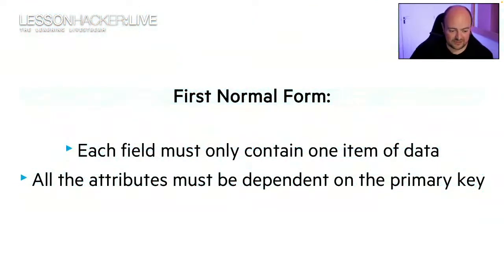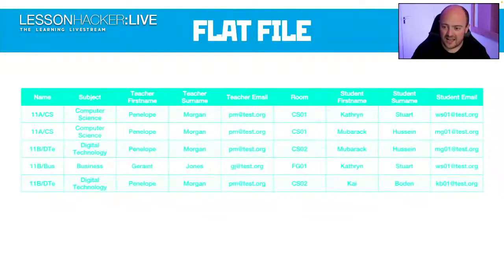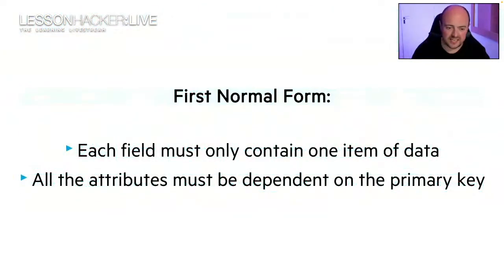So, normalization. Reality is you can probably jump to third normal form like that. You may need to show the stages. First normal form: each field only contains one item of data. So you'll notice back here, have I got anything with multiple lines of data in? Maybe I haven't. We'll have a look in a second. But normally it's like names. You'd have all the parts of somebody's name or address in one place, and we want to split those up. Also, all the attributes must be dependent on the primary key.